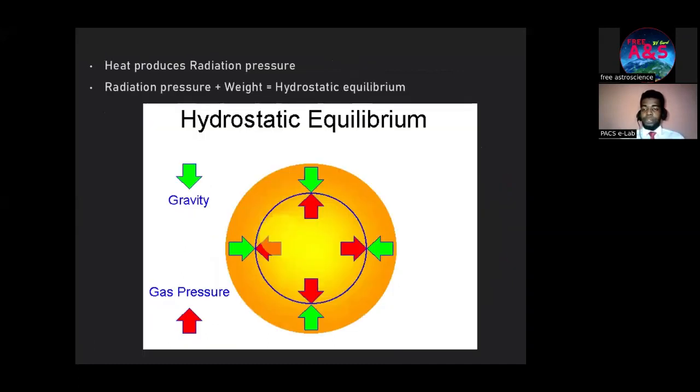The heat produces what we call radiation pressure. The radiation pressure pushes outward, while the matter that is falling inward, we call its weight, or we can call it gravity. So within this stage of a star, it is going to strike a balance. That balance is called hydrostatic equilibrium, and I explained this in my last lecture. If you don't have it, you had better watch the video.